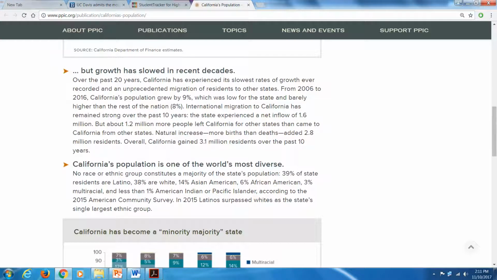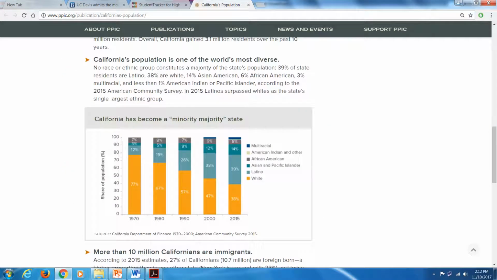It also talks about the demographic mix, basically what percentage of the population each race is, and it shows that the biggest gainers are Latinos and Hispanics. 39% of the state residents are Latinos, 38% white, 14% Asian, 6% African American, 3% multiracial. Then again, these graphs.